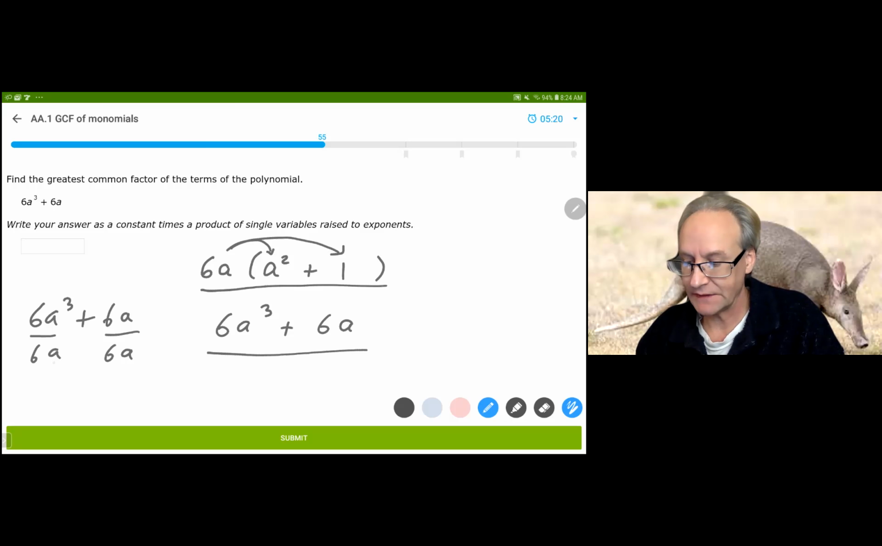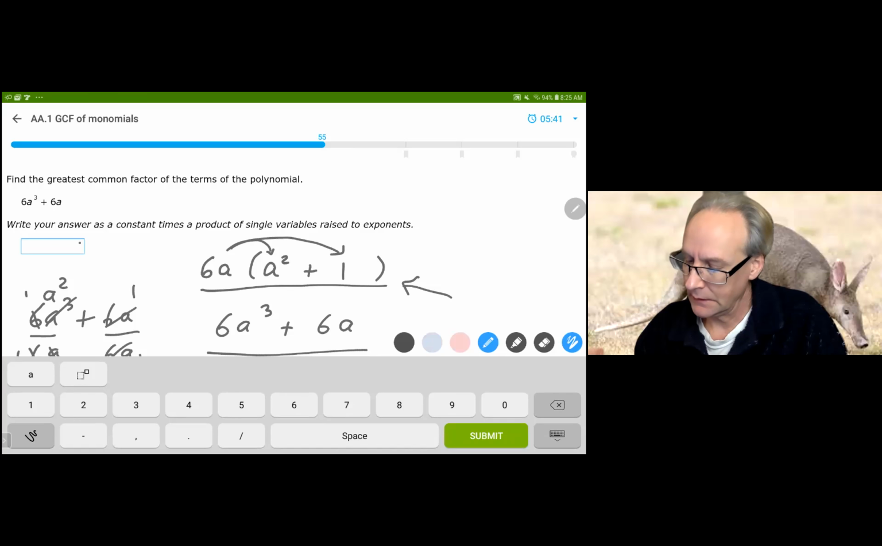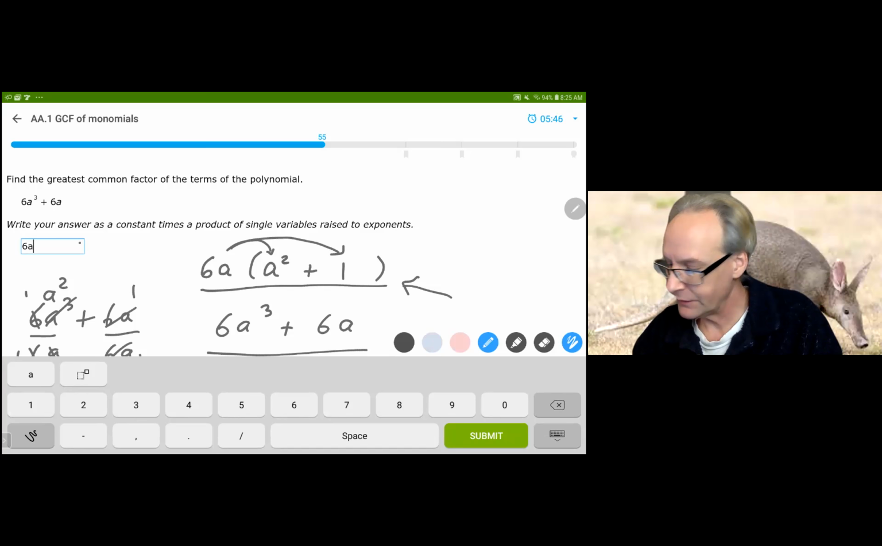Of course, if I take 6a cubed and divide by 6a, I get 1, and the a goes into a cubed and gives me an a squared. And 6a divided by 6a isn't 0, it's 1. So I get a squared plus 1. I think this is more intuitive, and hopefully you got it. This is 6a, where's my parentheses? Answer: the constant times the product of single variables.